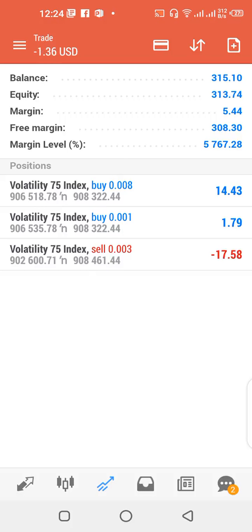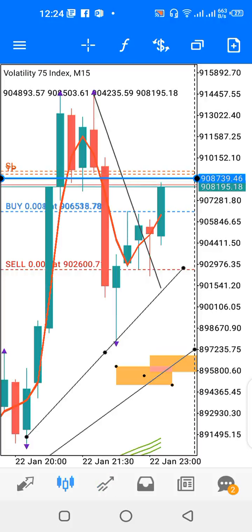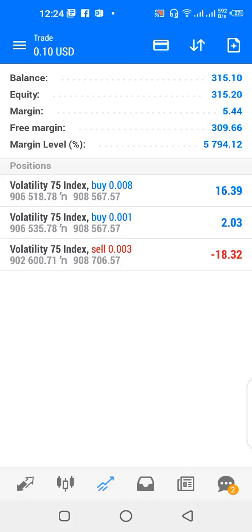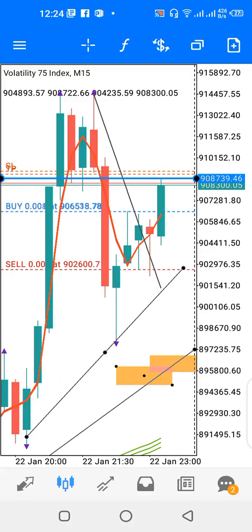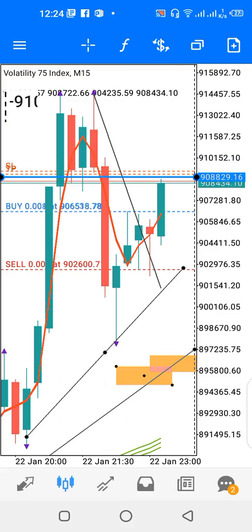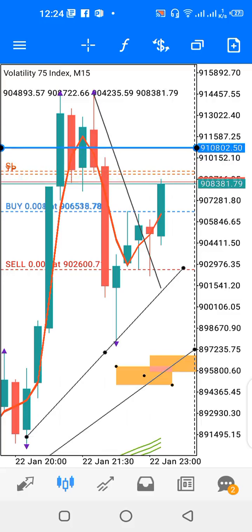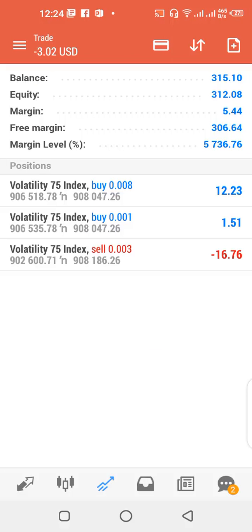Okay, we're now at break even. We're now at break even. You can see we are now at break even, and then we start moving into profit as price gets closer to my TP. If price touches my TP and triggers my TP, I'll close with a profit.